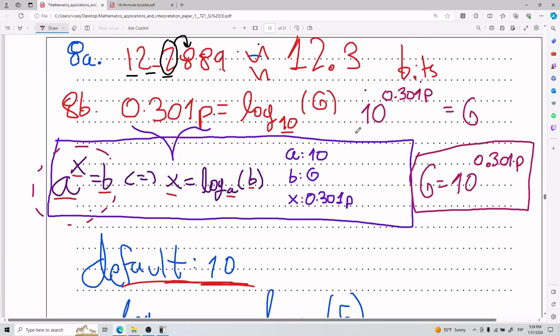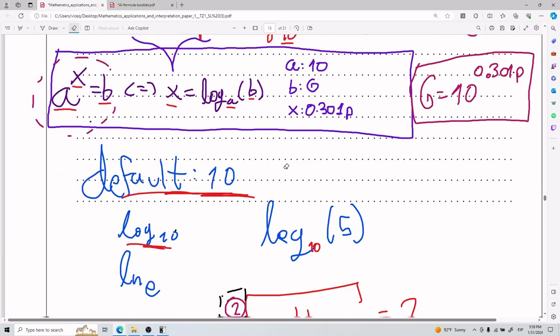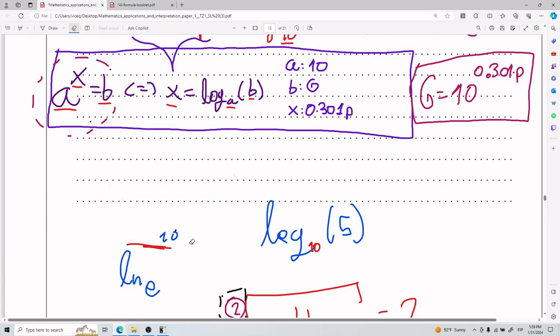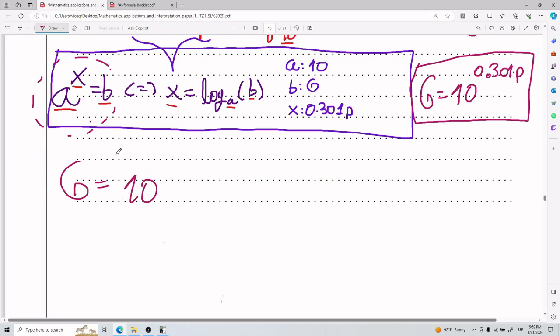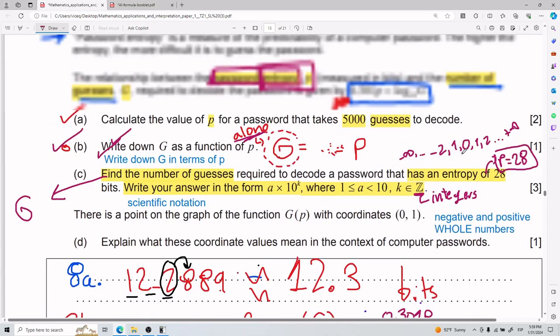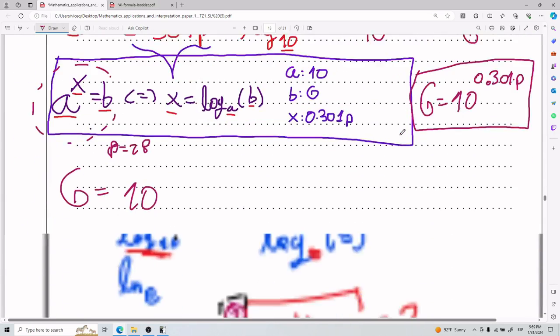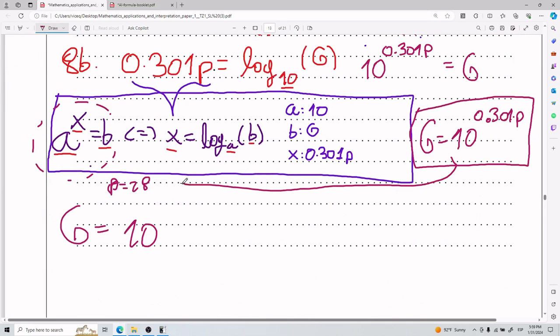So that means for part 8C, I can take the formula that I put on the right side and I can leave G as it is. And we're applying that P equals 28. That is a P because that's what you said over here. So G equals 10 to the power of 0.301 times 28.